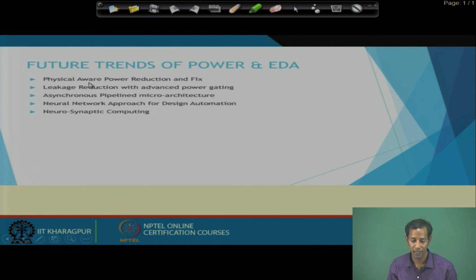At that time, if we can develop some physical aware power reduction and fixing methodology inside the EDA tool itself, then leakage reduction with advanced power gating options like strong ODC or strong HDC embedded in the EDA tool, along with the asynchronous pipeline architecture. As we said, instead of synchronous, asynchronous circuits are more applicable for low power applications, or they can achieve lower power.